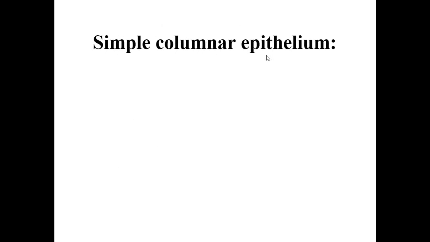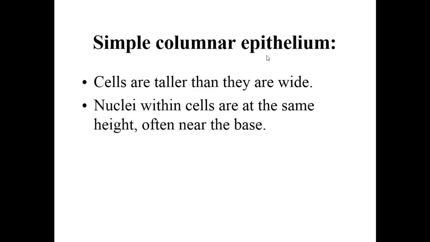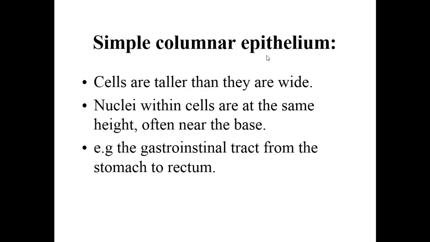Okay. The third type of the simple epithelium is simple columnar, and definitely here the cells are tall, the nuclei lie within the same level, usually near the base. Be careful about this. This is what makes you differentiate between simple columnar and pseudostratified columnar. In the simple columnar, the cells have the same height, nuclei at the same level, and they are usually basal nuclei. The good example for this is the gastrointestinal tract, not the whole gastrointestinal tract, but from the stomach to the rectum.